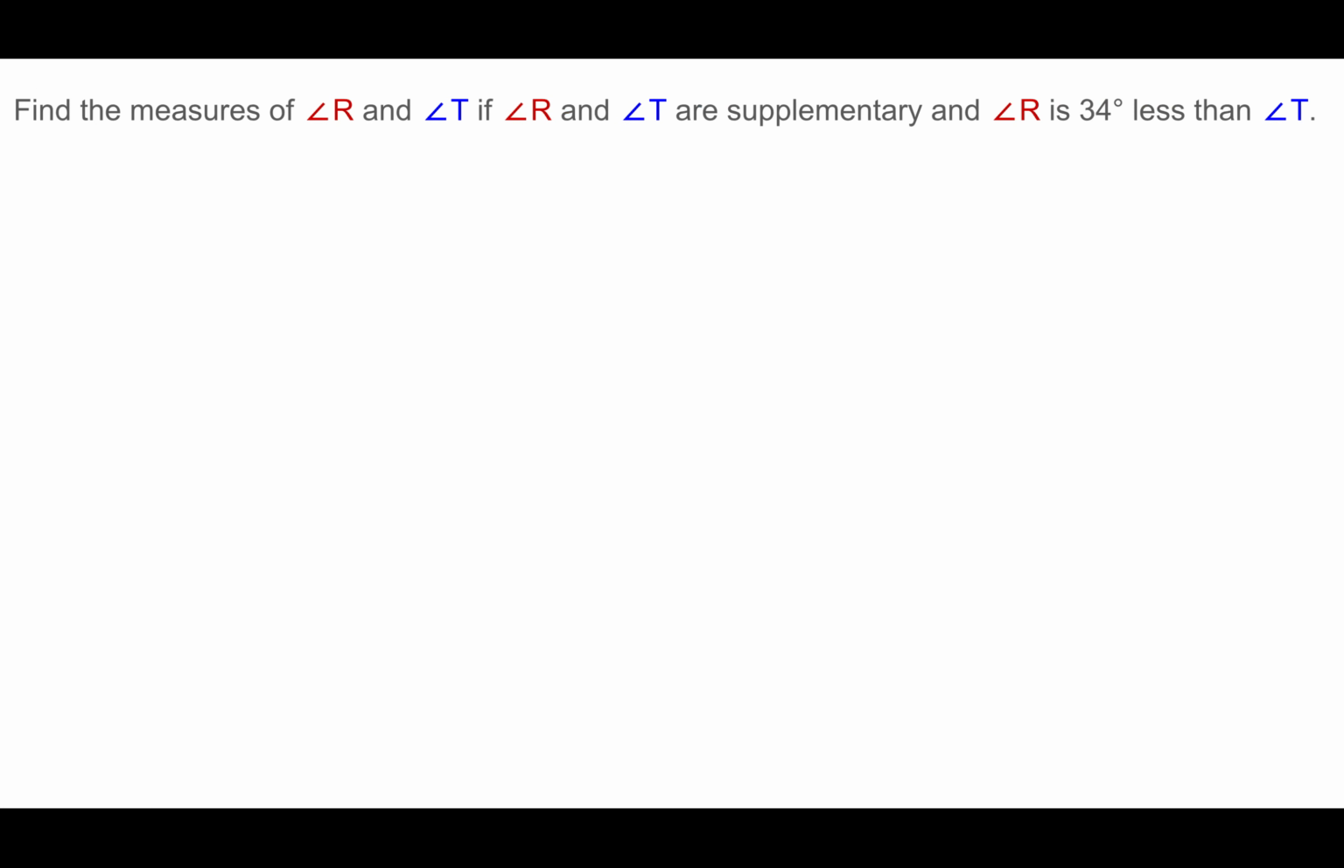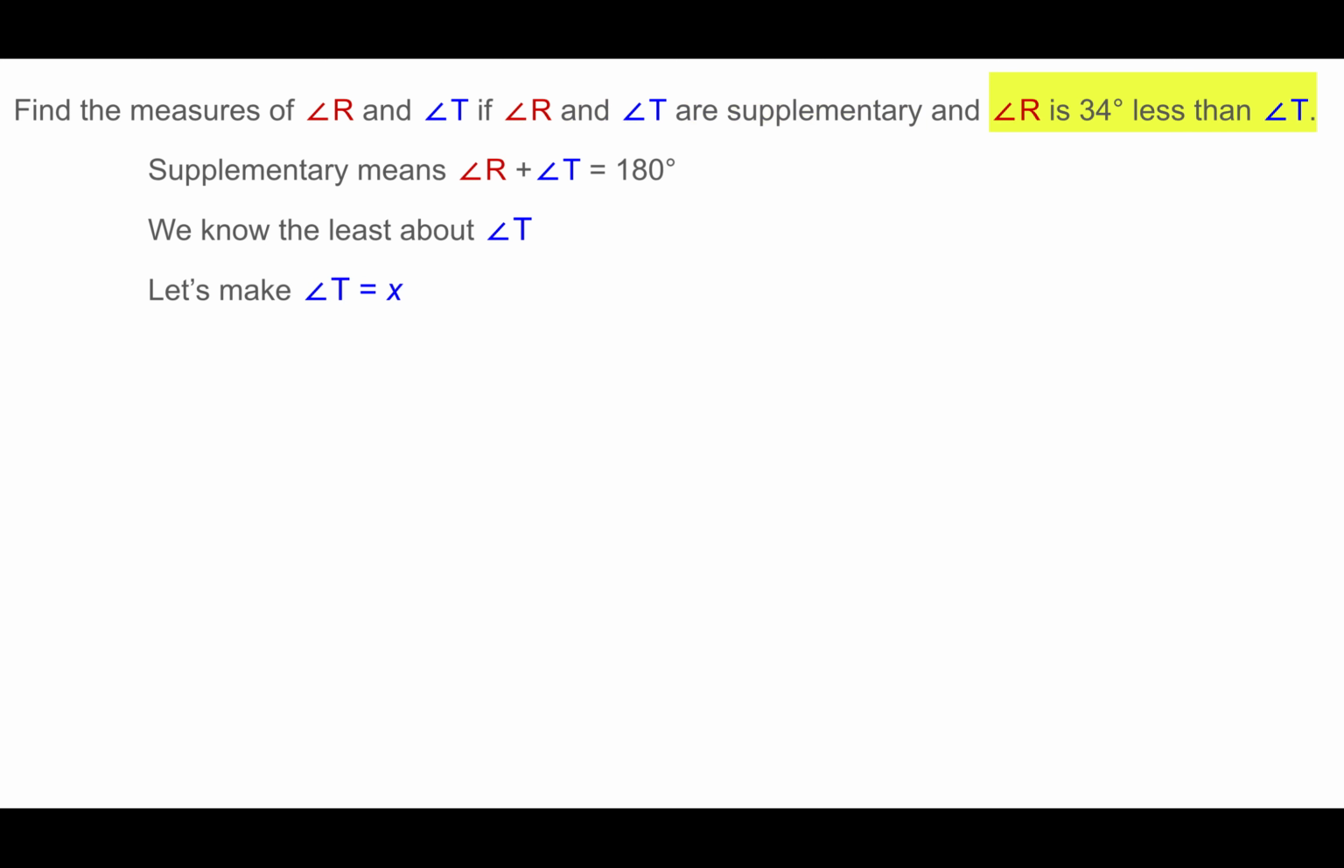Here's our last one. Now we're going to find the measures of R and T if angle R and angle T are supplementary and angle R is 34 less than angle T. So first thing we need to know is supplementary. Remember, supplementary means when you add the two angles together, they add up to 180 degrees. Angle R is 34 degrees less than T. Well, we know the least about T, so let's make T equal X. We know that R is 34 less than T, so angle T minus 34. And since T equals X, we can replace the T with an X. So now angle R equals X minus 34.